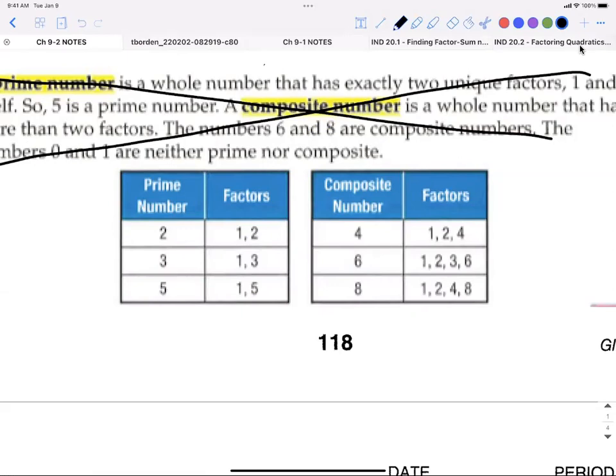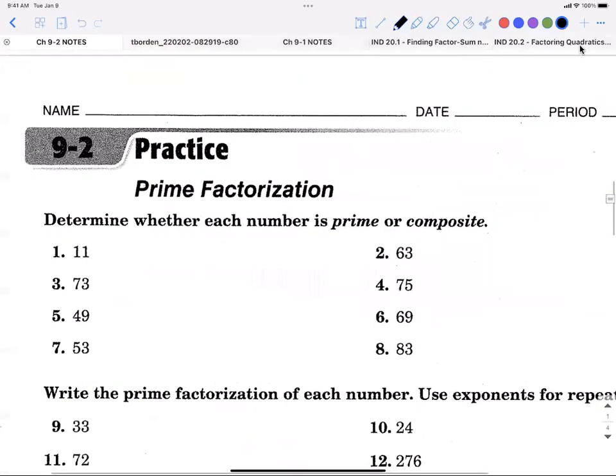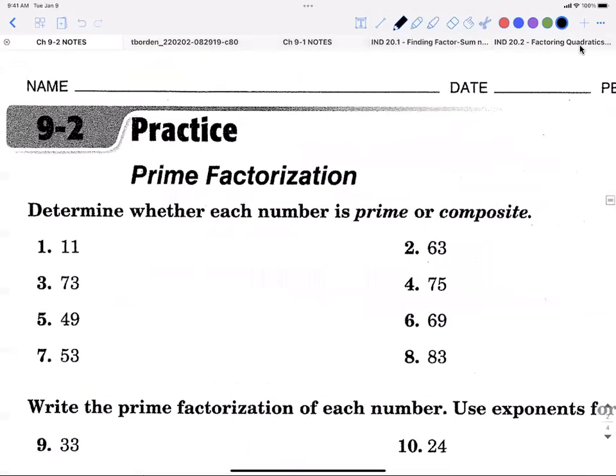Okay. All right. So today we are going to be first talking about whether or not a number is prime or composite. Okay. And I am fine. You know me, this is math, not language. I am good with P or C.